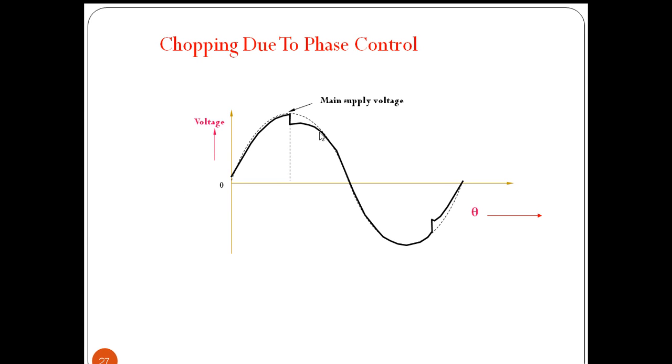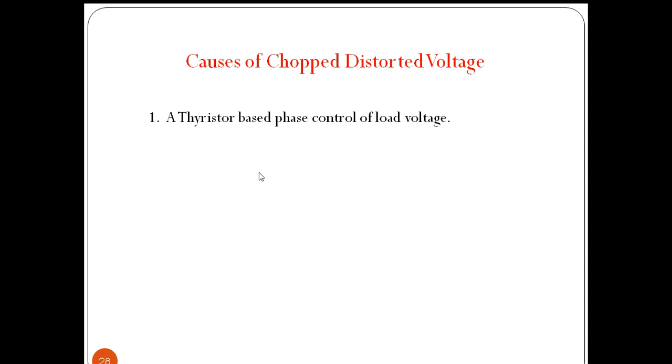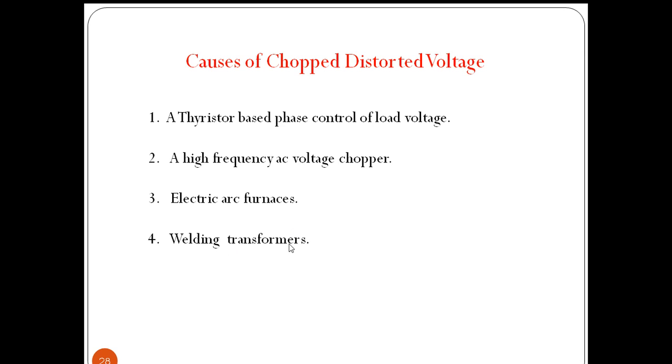These are the disturbances in the chopped distorted voltage waveform. The thick one is the chopped distorted voltage waveform. Causes of chopped distorted voltage are thyristor based control of load voltage, a high frequency AC voltage chopper, electric arc furnace, and welding transformers. These are the various causes of chopped distorted voltage.